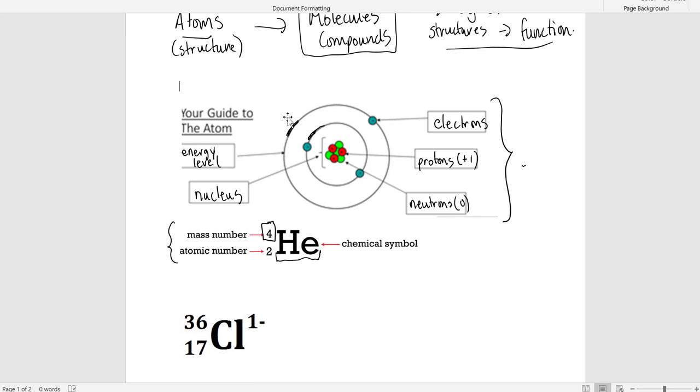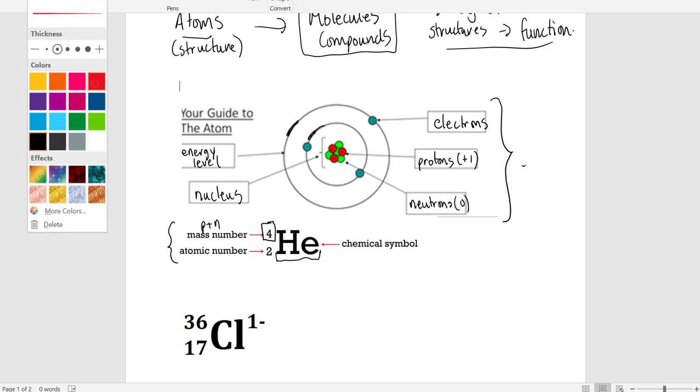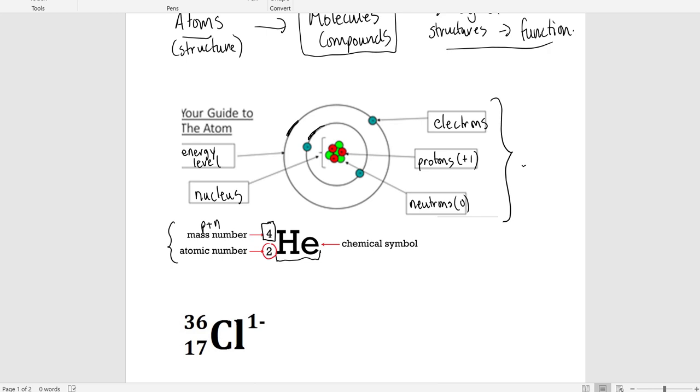And what we want to remember is that our mass number is the number of protons plus neutrons. Down at the bottom, right, I'll just change colors here, but down at the bottom, we've got this number 2, and that represents the atomic number, which, if you remember, is the number of protons.